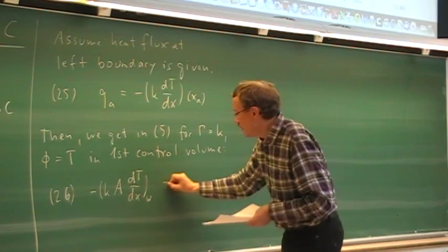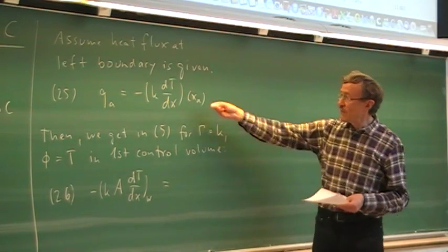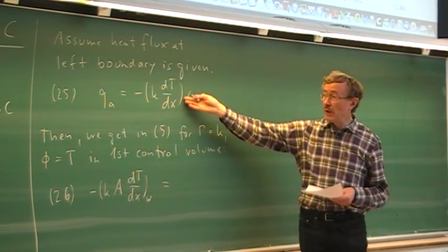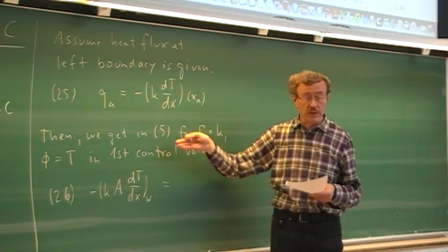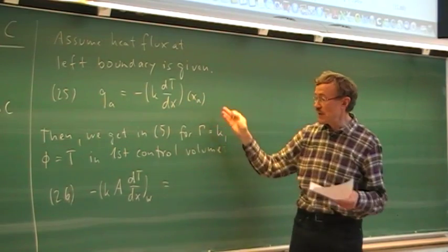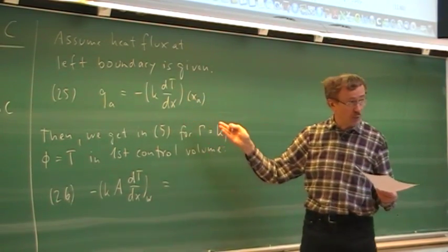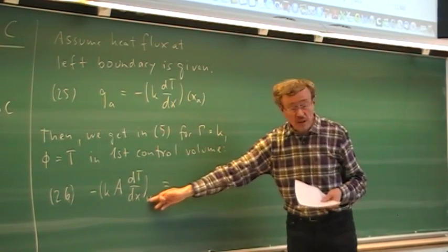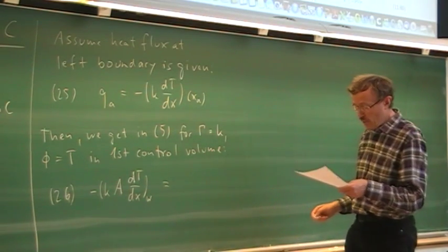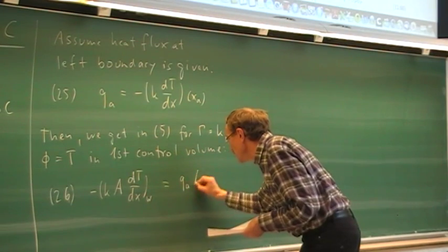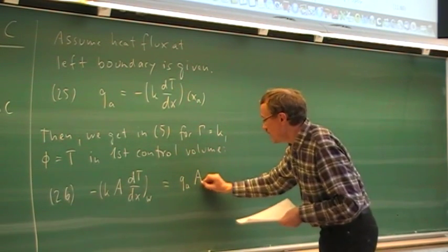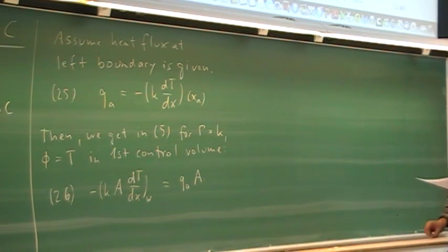And you see, this is very nice because we have it given here. If we multiply QA by the area, we have this quantity. You see, minus K dT dx at xA is exactly what we want, because that is at w, the western boundary of the first cell. So this is QA, the given heat flux at the left boundary of the domain, times the area.